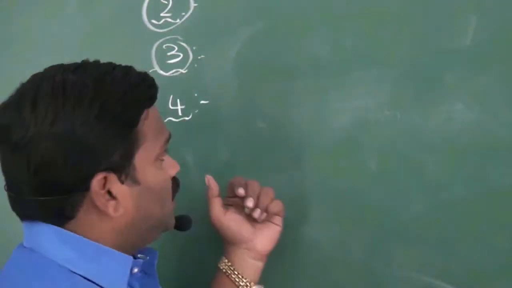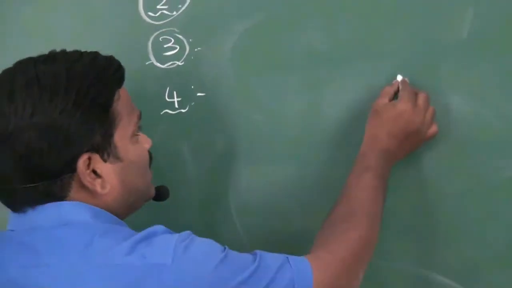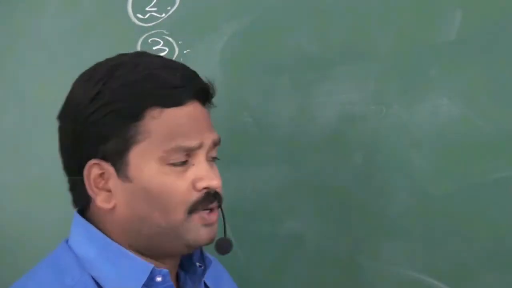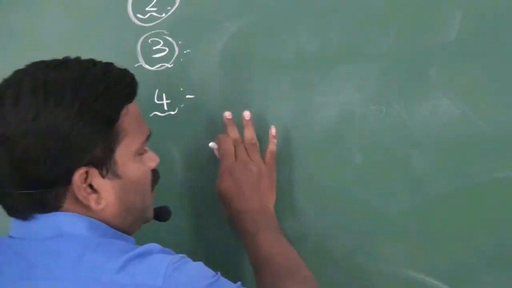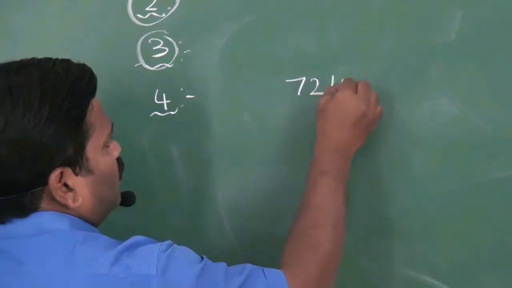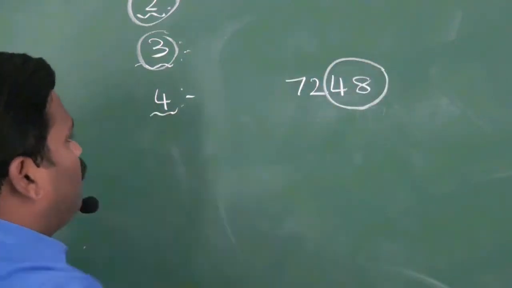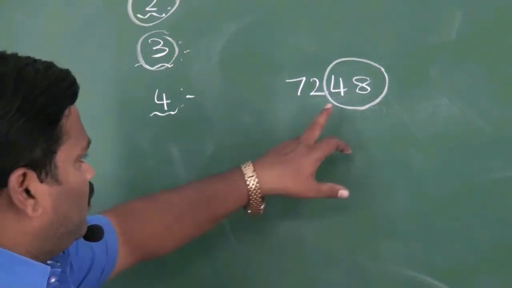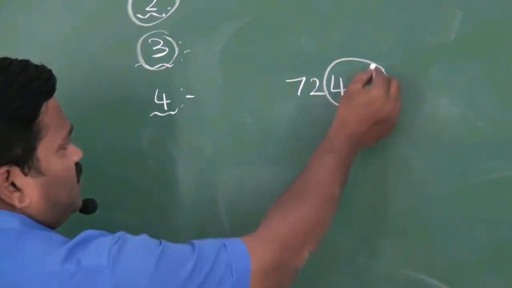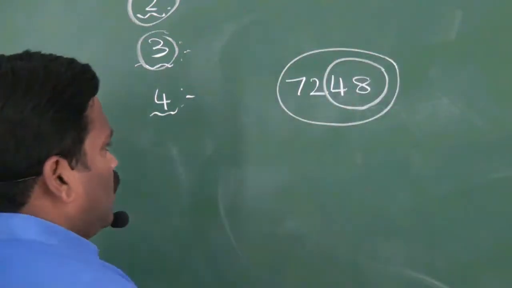If a number is divisible by 4, then the last 2 digits of the number must be divisible by 4. We need not check all the digits, we just observe whether the last 2 digits are divisible by 4 or not. See, obviously 48 is divisible by 4. Therefore, this entire number is divisible by 4.